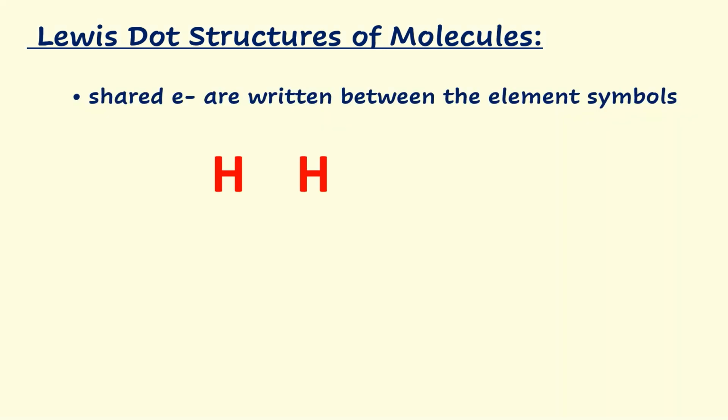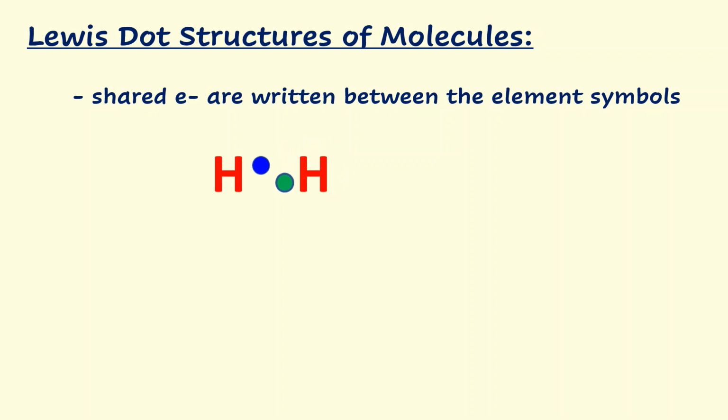Remember, by definition, molecules are held together by covalent bonds, and covalent bonds are when atoms share a pair of electrons. So if I have two hydrogen atoms, they each have one valence electron. I'm going to represent the valence electron for the hydrogen on the left as a blue dot, and for the hydrogen on the right, I'm going to use a green dot. These two would like to share their valence electrons between each other, but in order to show that they're sharing, I need to put both of the dots in between the hydrogen.